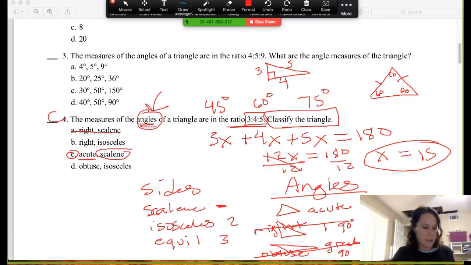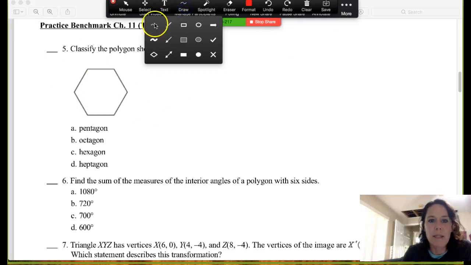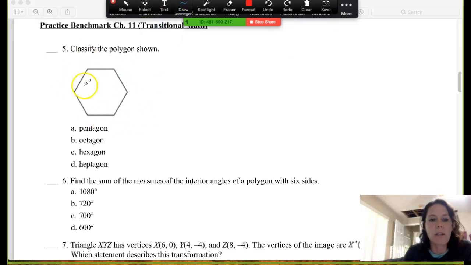All right. We're going to classify this polygon just by its sides. It looks like a regular polygon. It looks like all the sides are the same, but they just want to know the number of sides. So I'm going to go, there's 1, 2, 3, 4, 5, 6 sides. A pentagon is 5 sides. This is 8 sides. 7 sides. Hexagon is 6 sides.